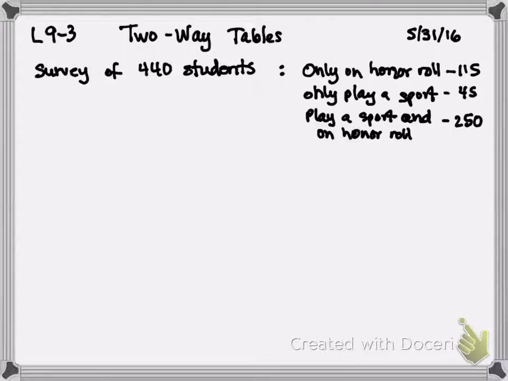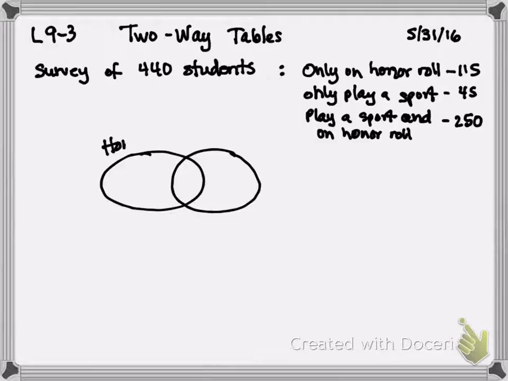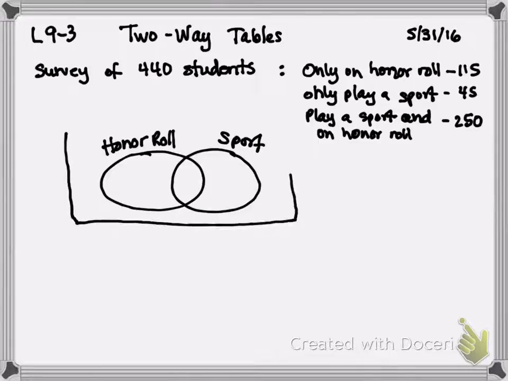So, in the past, you may have done something like this. What's this called? Venn diagram. So we take our 2 categories, playing sports or on the honor roll. But what's interesting compared to the one we do in English is math ones need to be enclosed in a box. So what we're going to do is place our 115, 45, and 250 into our chart.